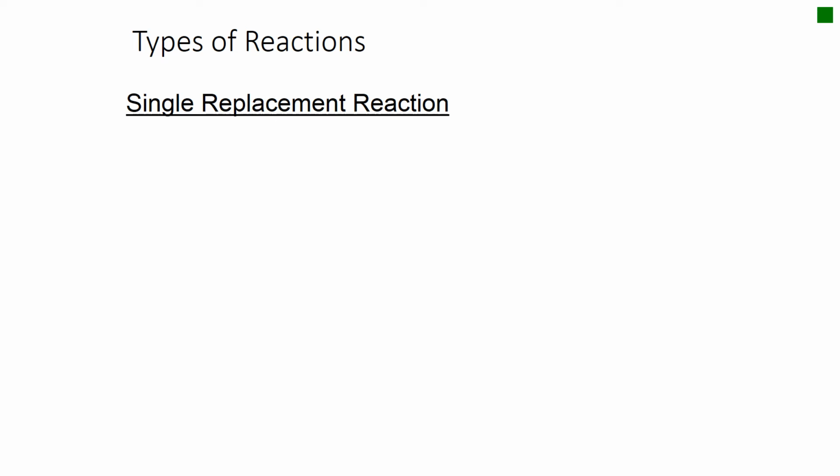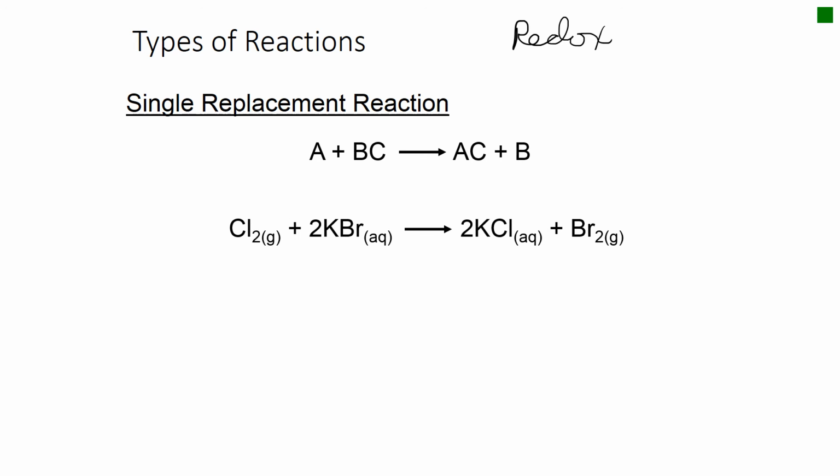One that's kind of cool, that we'll talk about in more detail when we talk about redox reactions, reduction oxidation reactions, which are coming up in a little bit, is when I take an A and I react it with a BC, and the A kicks out the B and takes on the C. An example of this is when chlorine gas reacts with KBr dissolved in solution.